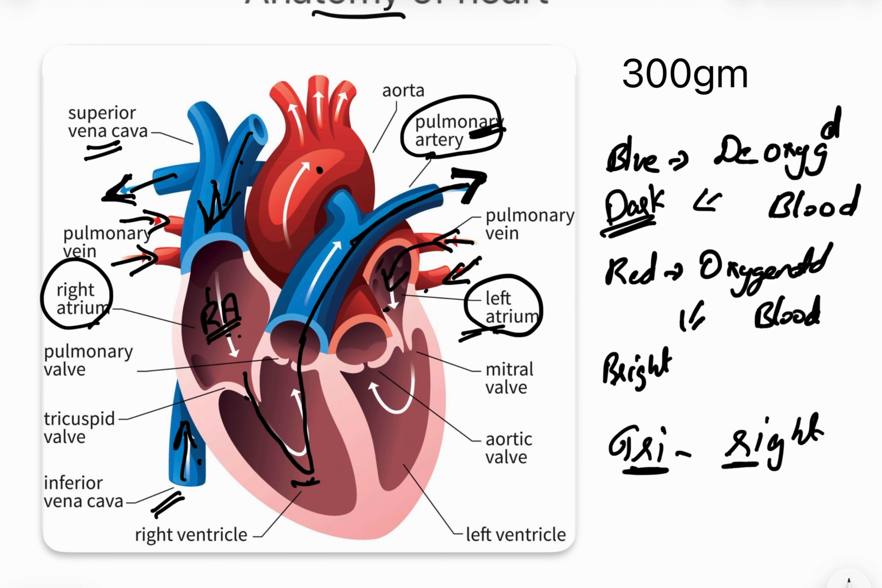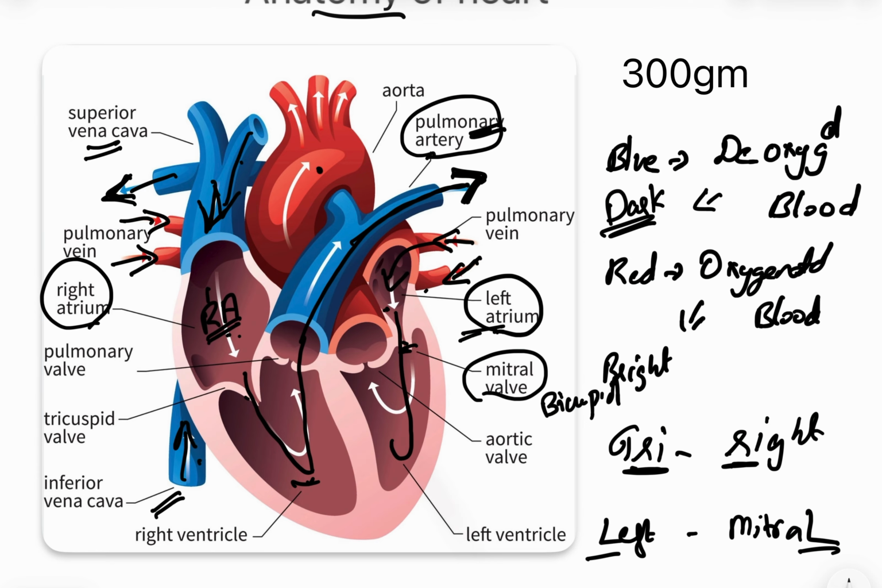Now it stays in the left atrium. We have a mitral valve here. The mitral valve is also known as the bicuspid valve. How do I remember that? Left, mitral, L and L. So the left side has the mitral valve, or bicuspid valve. Whenever the bicuspid valve opens, the oxygenated blood received from the lungs flows down to the left ventricle. Okay, and now the blood is in the left ventricle.